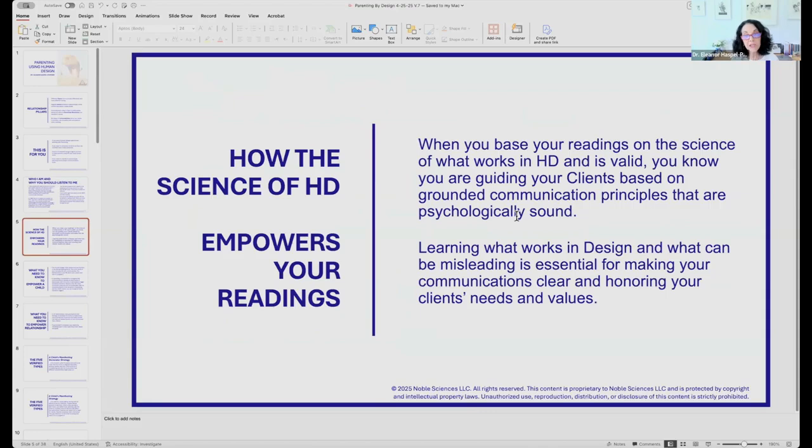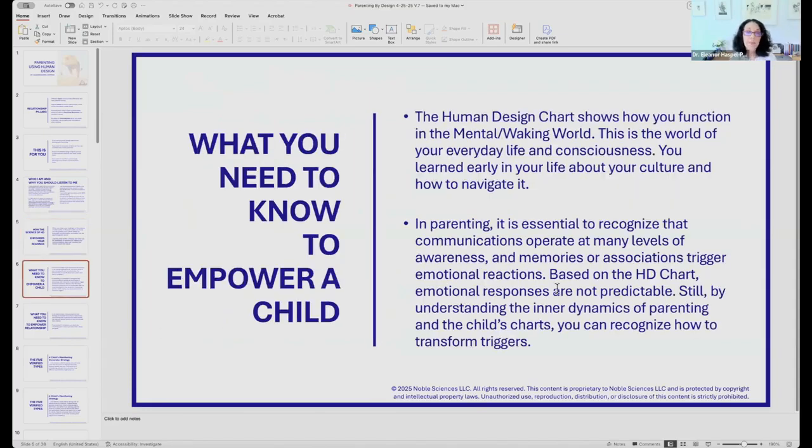When you base your readings on the science of what works in human design and is valid, you're guiding your clients based on psychological principles that have been documented to work. So if you don't look at the science, you may be misleading parents, individuals, and disempowering children. I'm all about empowerment. So the human design chart shows how you function in the mental waking world. That's the world of everyday life and consciousness. And we teach children how to behave in their culture, how to navigate it. That is the human design mental waking world chart.